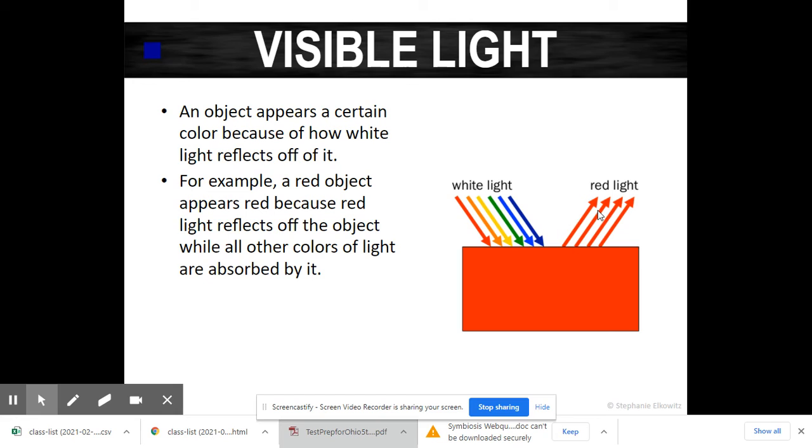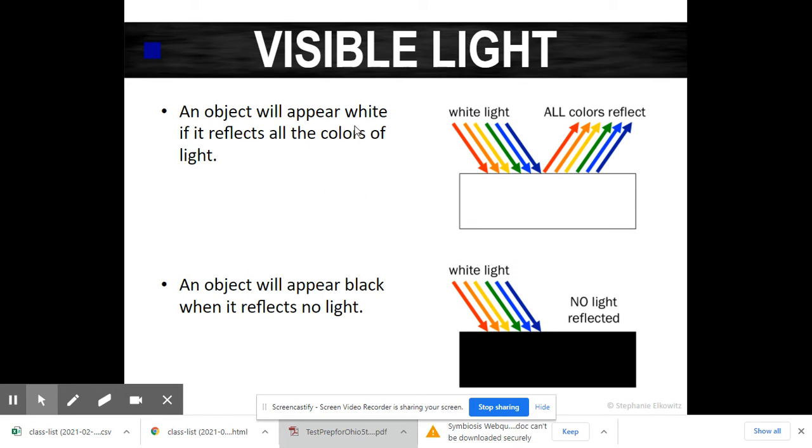So in this diagram, why do we see red light? Because that's the light being reflected, the red. The other colors, in this case, orange, yellow, green, blue, that is being absorbed. So our eyes are not seeing the absorbed colors, they're only seeing the reflected color, in this case, red.